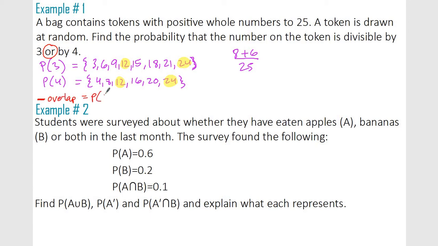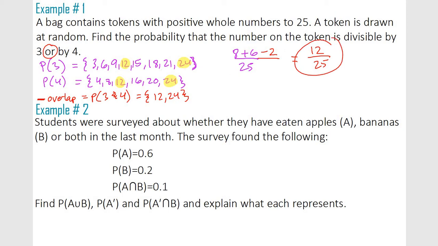So what's the probability of a 3 and a 4? So divisible by both 3 and 4. Well, that would be the 12 and 24 options. So we'd have to do minus 2. And now our probability is 8 plus 6, which is 14, minus 2, which is 12, over 25. That's the probability. Yes, you can write that as 0.48 or 48%. Any of those would work.